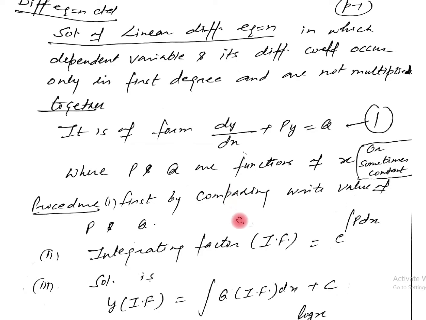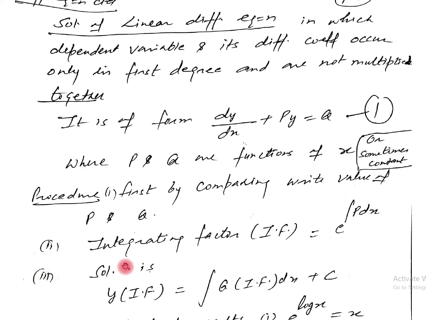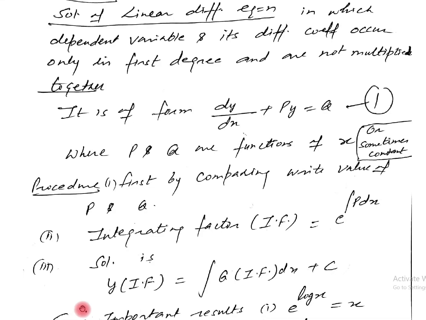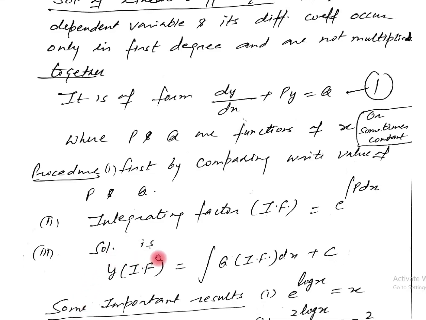First, by comparing, we will find out the values of p and q, which are functions of x or constant terms. In the second step, we will find out the integrating factor, which is equal to e raised to power integral of p dx. Now in the third step, we write down the solution: y into integrating factor equal to integral of q into integrating factor dx plus c. This procedure we always use in the case of linear differential equations of this type, dy by dx plus py equal to q.